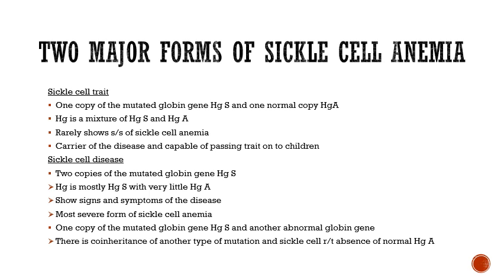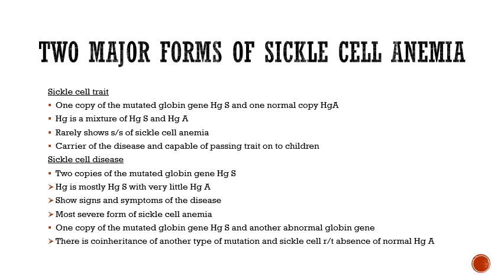The other is sickle cell disease. There are two main ways that you can get sickle cell disease expression. The first way is when there's two copies of the mutated globin gene, hemoglobin S. Because most of the hemoglobin is hemoglobin S and very little is hemoglobin A, these people show signs and symptoms of the disease. This is the most severe form of sickle cell anemia.